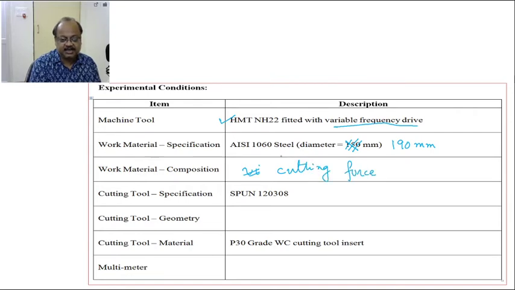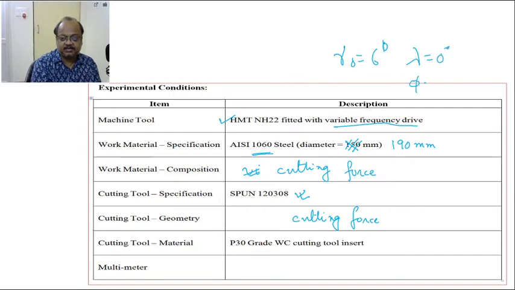Other than that, as you know, it is 1060 steel. You can find out the composition. This is SPUN. Once again, whatever geometry was there in the cutting force, the same geometry has been used. Gamma 0 is equal to 6 degree, lambda equal to 0 degree, phi equal to 75 degree, phi 1 equal to 15 degree, clearance angle both alpha 0 and alpha 0 prime are 6 degrees.